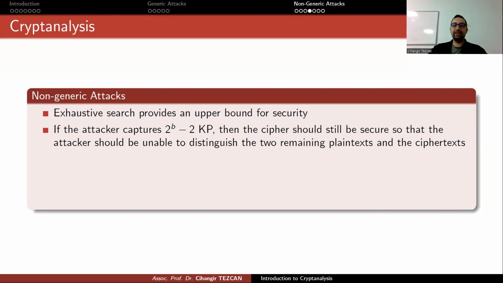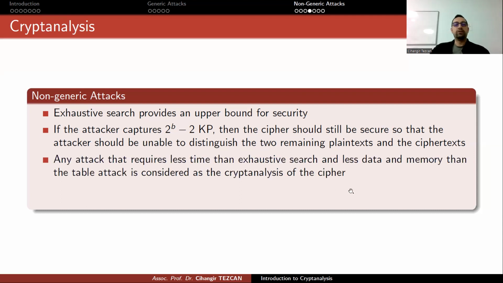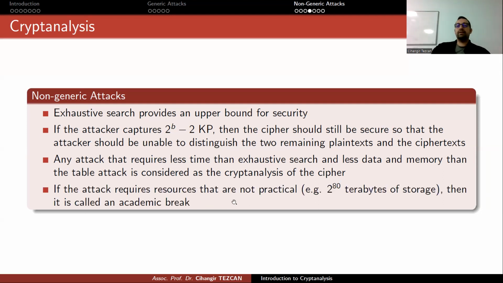I'm really expecting very good security. So any attack that requires less time than exhaustive search, and less data and memory than the table attack, is considered a cryptanalysis of the cipher. If the attack requires resources that are not practical, for example 2^80 terabytes of storage, which we don't have, then we call it an academic break, but not a practical break, because I cannot apply it in practice. There are some theoretical attacks for AES, but they're not practical. This is why we are still using AES.